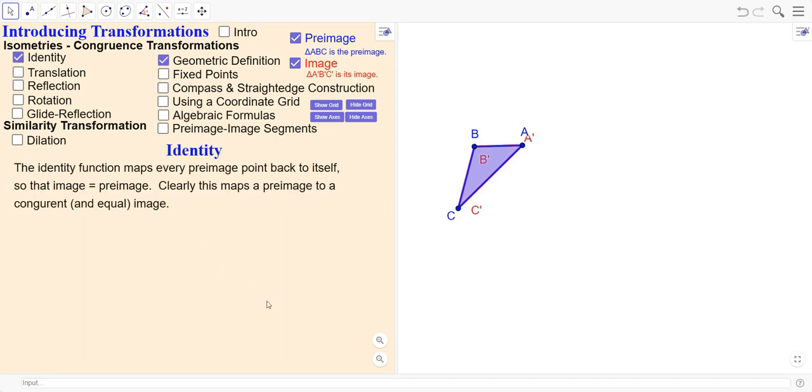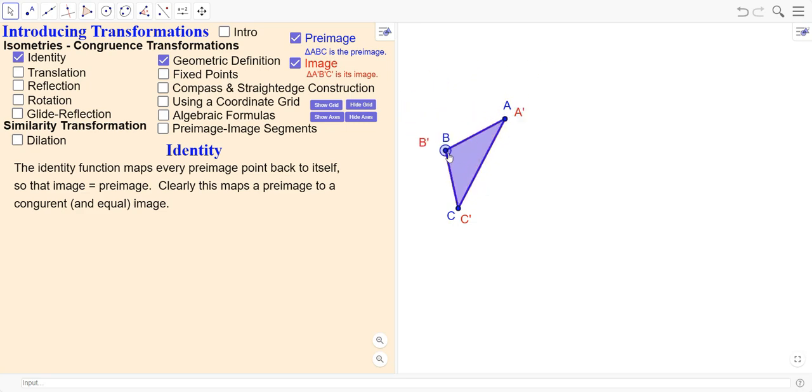We can look at the geometric definition. The identity function maps every preimage point back to itself. This maps a preimage to a congruent and equal image. So if you look at this as the preimage set of points here, any triangle, and its image is exactly the same. B prime is B, A prime is A, C prime is C. So it's exactly the same set of points.